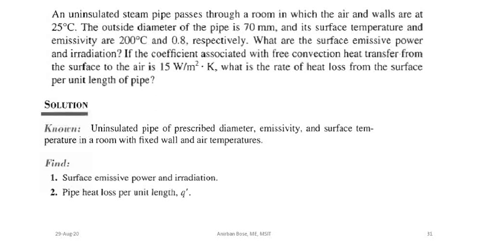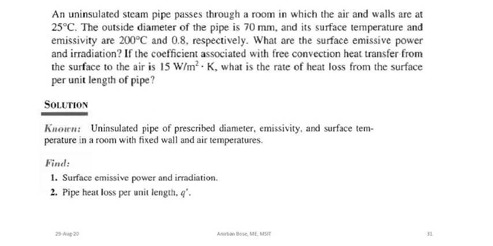An insulated steam pipe passes through a room in which the air and walls are at 25 degrees centigrade. The outside diameter of the pipe is 70 millimeter and its surface temperature and emissivity are 200 degrees centigrade and 0.8 respectively. What are the surface emissive power and irradiation? And if the coefficient associated with free convection heat transfer from the surface to the air is 15 watt per meter square Kelvin, then what is the rate of heat loss from the surface per unit length of the pipe?